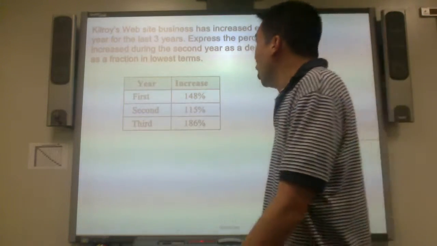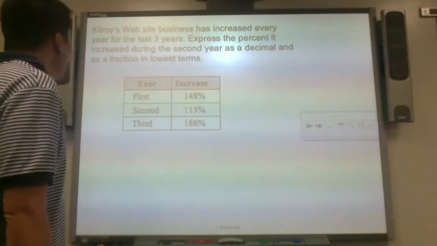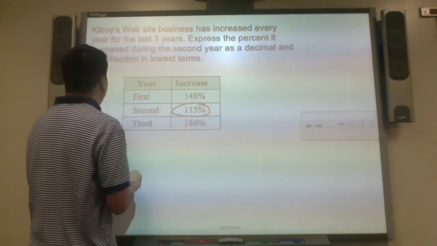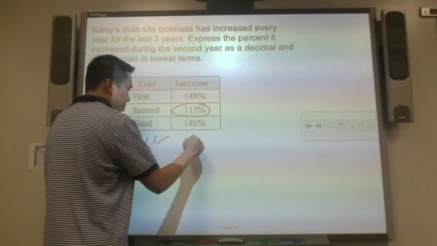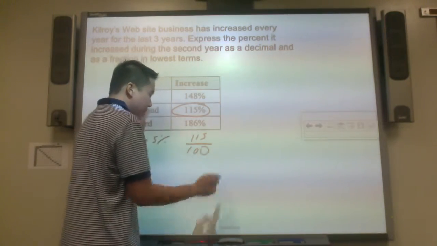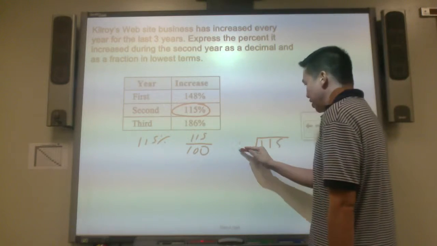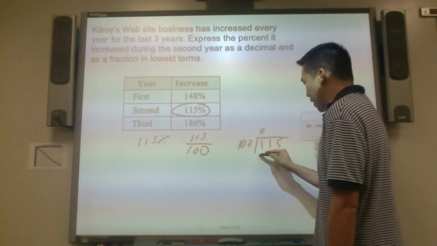Next one. Express the percent it increased the second year as a decimal and as a fraction. 115%, 115 per 100. So how do we express this as a decimal? Let's divide it out. 115 divided by 100. Can 100 go in 1? 0 times.